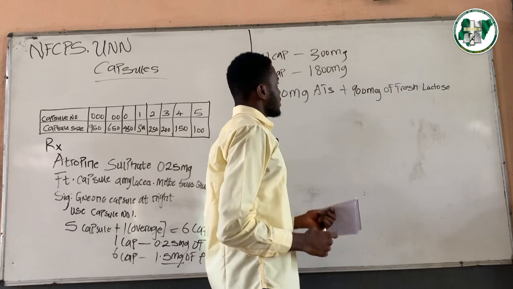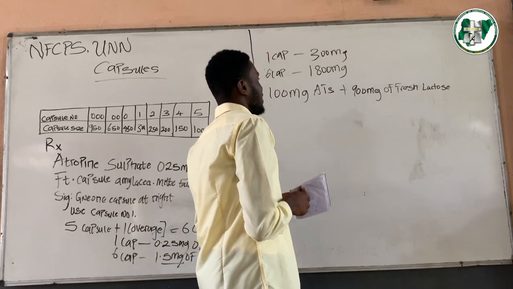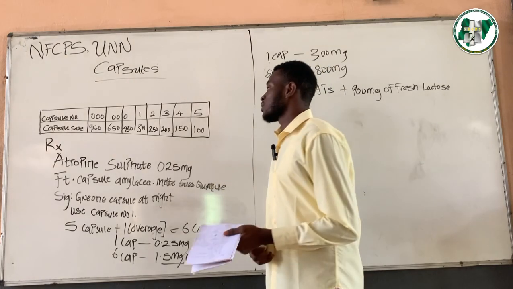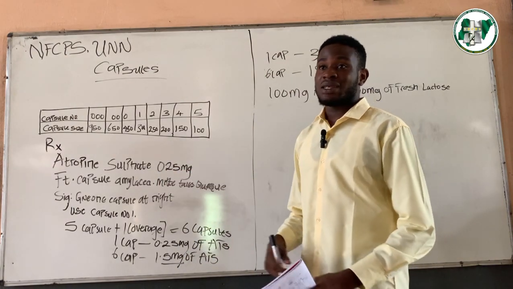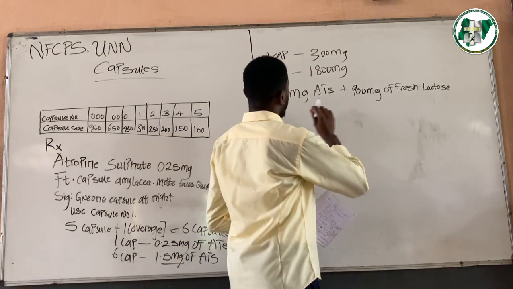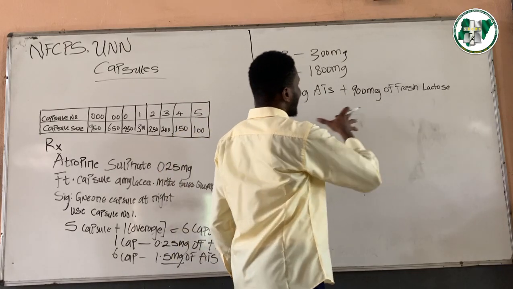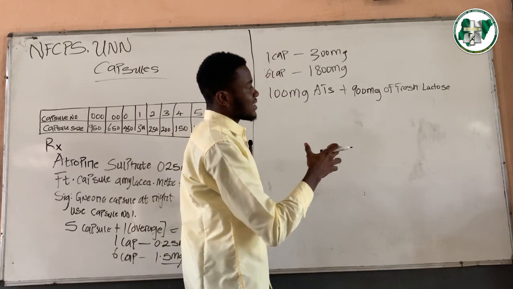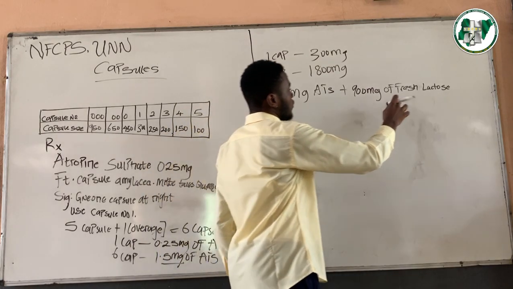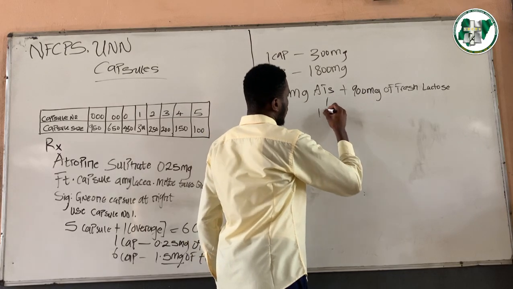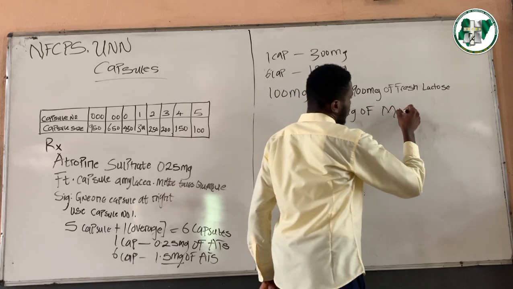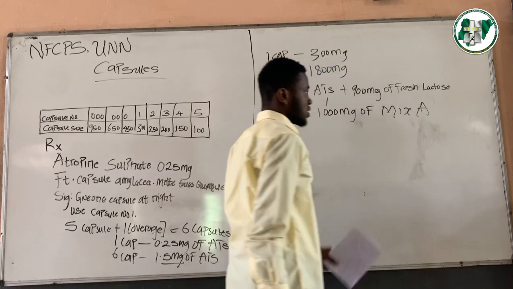Now, I must state that in preparing this preparation, you might have to make use of more than one mortar and pestle in the lab, depending on the weight of the atropine sulfate you have. Let's solve as we go on. So in this, we now have 100 milligram of ATS and 900 milligram of fresh lactose weighed into a mortar, and it's now triturated to a homogeneous mixture with a pestle. So 100 milligram of ATS plus 900 milligram of fresh lactose will give us 1,000 milligram of mixture. Let's call it mixture A.